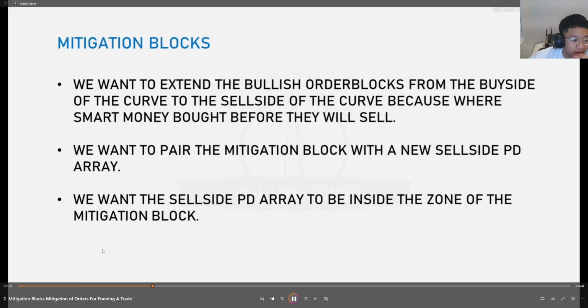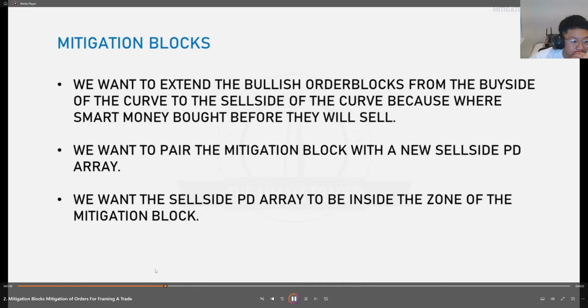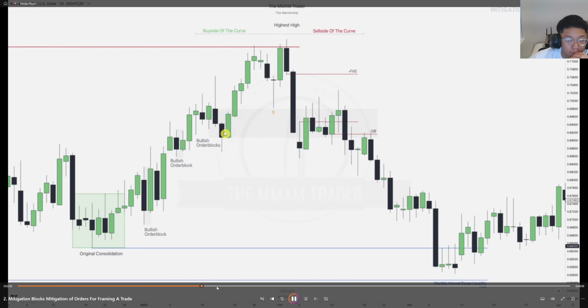So we want to extend the bullish order blocks from the buy side of the curve into the sell side of the curve, because that's where smart money bought before, and now they will use that to sell. We want to pair the mitigation block up with a new sell side PDRA. So as we just saw, a bearish fair value gap. We want the sell side PDRA to be inside the zone of this bullish order block on the sell side of the curve, right?